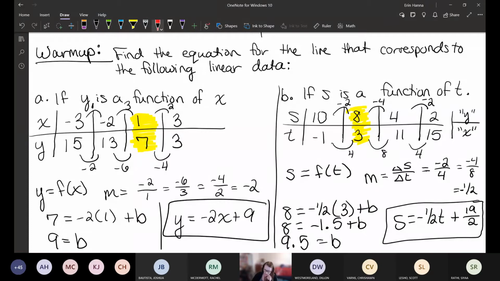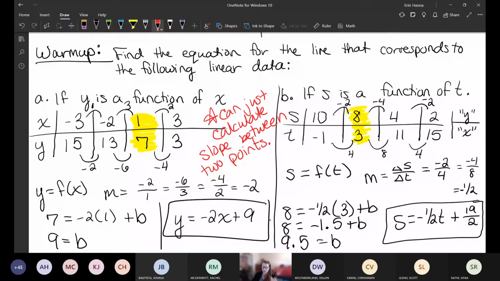So again, I'm almost going a little too far when I'm doing these slopes. You can always just calculate the slope between 2 points. So you can pick whichever 2 points you want and just find the slope between them. Now, to clarify, you need to be told that it's linear to be able to do that. If you're asked to find if it's linear, then you have to do every single situation.